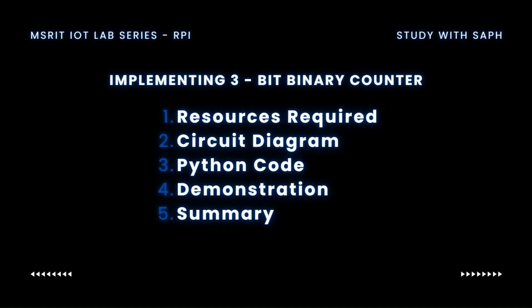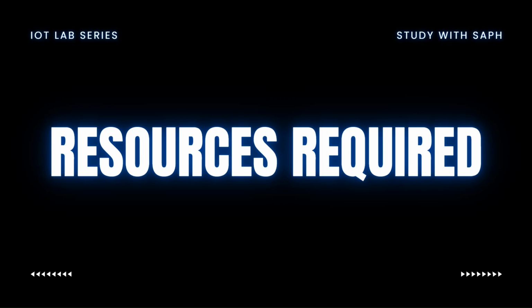The flow of this particular video is divided into 5 parts. We'll be starting with the resources required, followed by the circuit diagram, and then with the Python code. The fourth part is the live demonstration of the working and the various connections, and we'll end the video with a brief summary of the topics covered in this particular video. Let's now get started. First, the resources required.